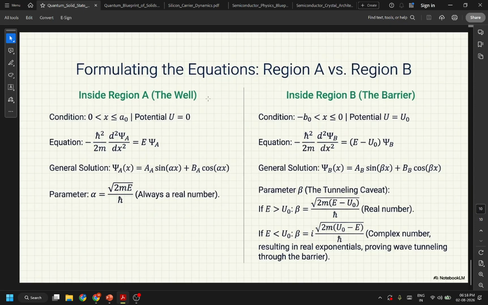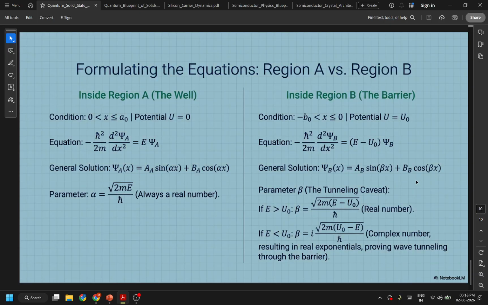So now we have already established the equations for the finite potential well. Inside the well, the potential is 0. So this will be the equation which will give out the general solution as A sine alpha x plus B cos alpha x, where alpha is square root of 2mE by h bar, which is always a real number. Whereas in the barrier region, we get the general solution as A sine beta x plus B cos beta x.